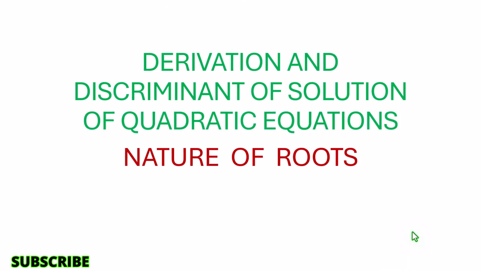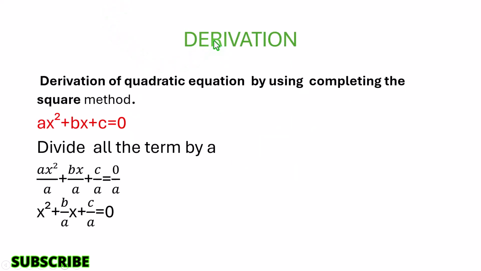In this video, I am going to discuss the derivation and discriminant of the solution of quadratic equations, and also the nature of roots. So let's get started. Derivation: the derivation of the quadratic equation is done using the completing the square method. This is the general form of a quadratic equation: ax square plus bx plus c is equal to 0.